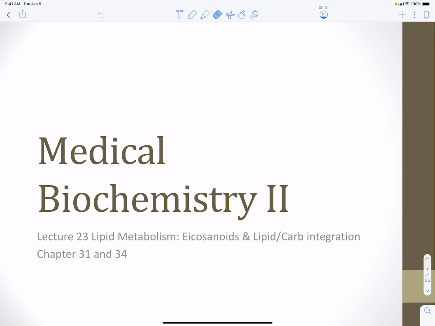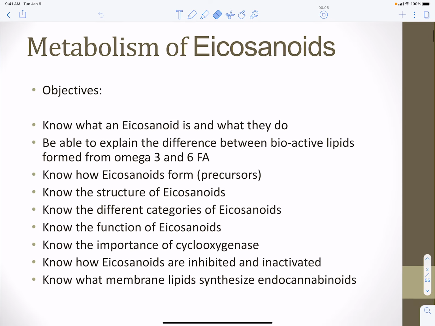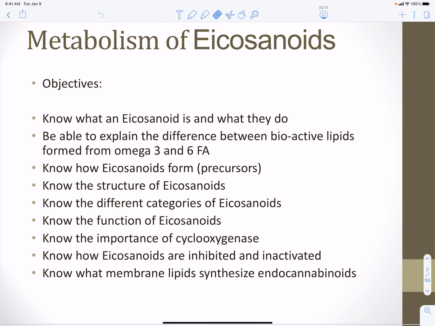Okay, so in this lecture, we are going to discuss our icosanoids. These are some of the objectives: to understand what icosanoids are, what they do, the difference between those that are made from omega-3 fatty acids and omega-6 fatty acids, what their structures are, categories, functions, etc., and the different enzymes that form different icosanoids, lipoxygenase, cyclooxygenase, etc.